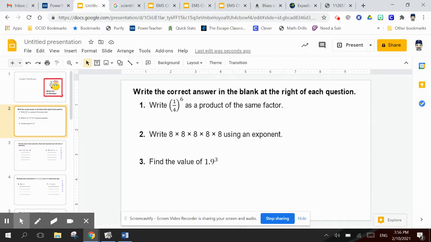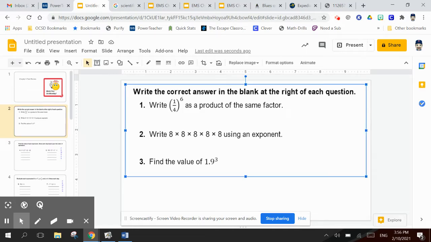So 1, 2, and 3, I want you to write the correct answer in the blank at the right for each question. Number 1 says to write 1/4 to the 6th power as a product of the same factor. Same factor tells me that it has to be the same number.